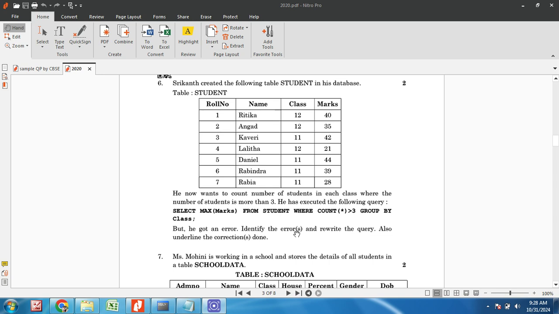So what is the error in this question? We have to find the error in this question and rectify it. We have to do some corrections in the query.